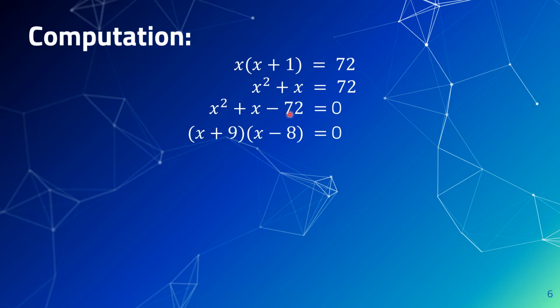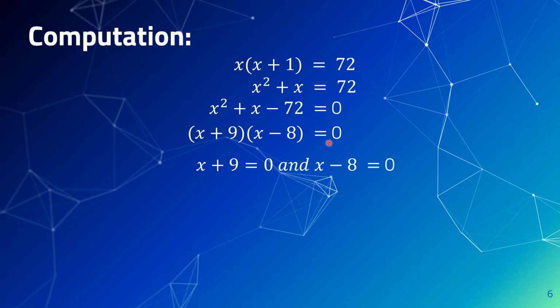Next one. By factoring, the factored form of this trinomial, which is in the form of ax squared plus bx plus c, where a is equal to 1, you have to look for two numbers which have a product of negative 72 and a sum of positive 1. Those two numbers are positive 9 and negative 8. So this is the factored form, and that is equal to 0.